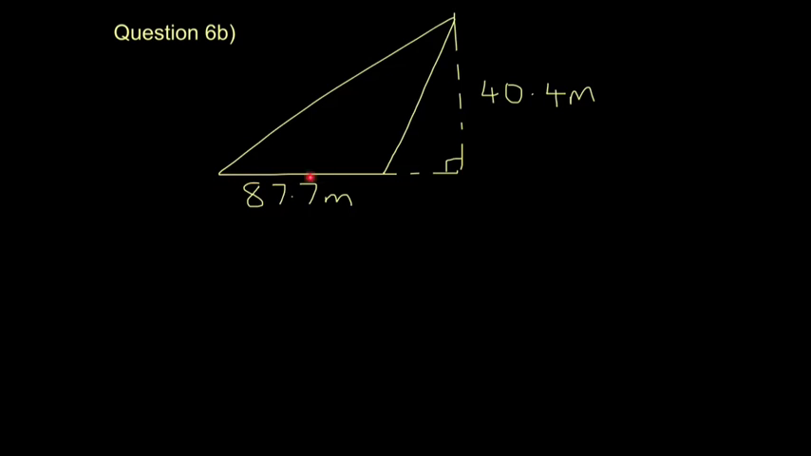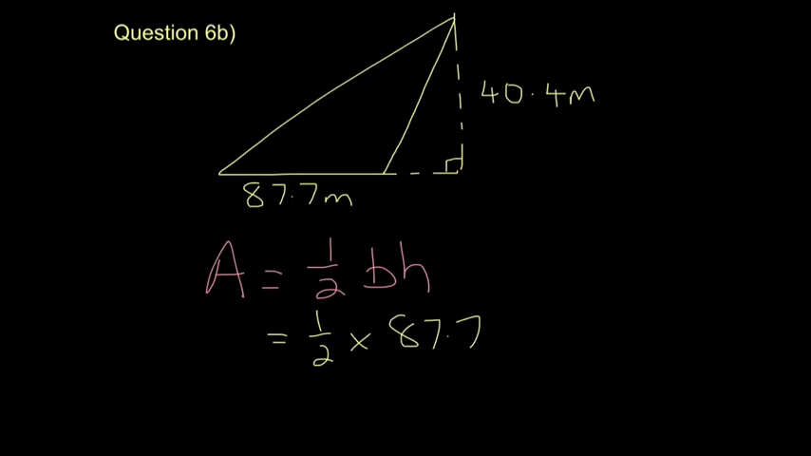And that's the base of the triangle. And another important piece of information is 40.4 meters, which refers to this here, the height of the triangle. This is important because when you're working out the area of a triangle, the area of a triangle is half times the base times the height. Now I've already told you that the base is 87.7 and the height is 40.4. So what you need to do is plug it in your calculator.